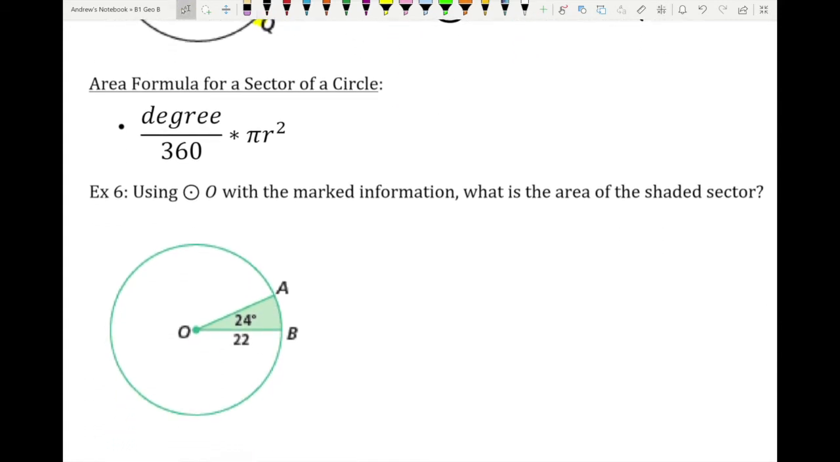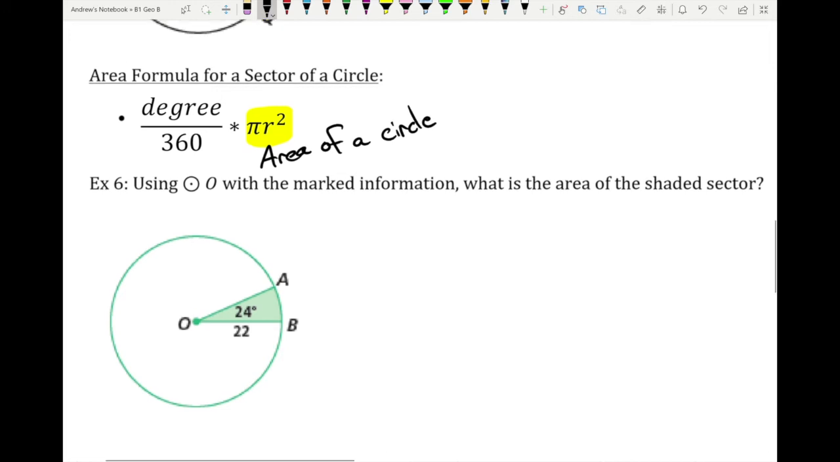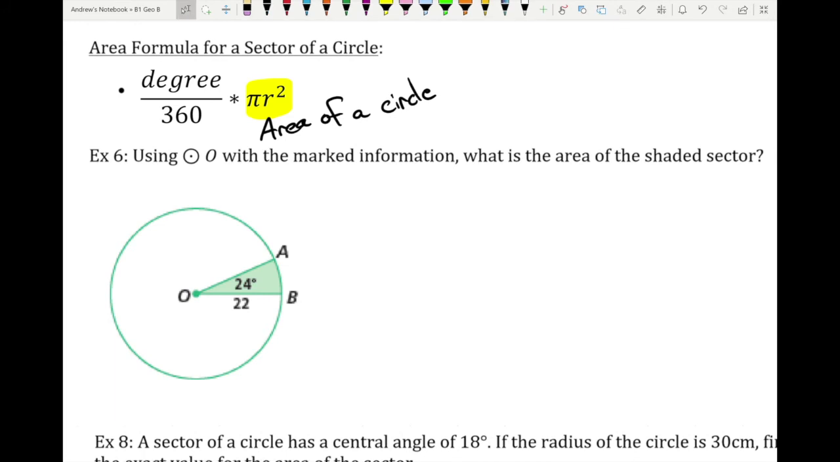We've also got sectors to talk about. So sectors are pretty similar. You might notice that it's got the same degree over 360 piece to it, but then we're multiplying by pi r squared. So pi r squared, remember, is the area of a circle. Again, we're using the fraction, the degree over 360, to say how much of this circle I'm taking, and then I'm multiplying that by the area to chop that down into just the fraction we're taking. Same kind of deal here.